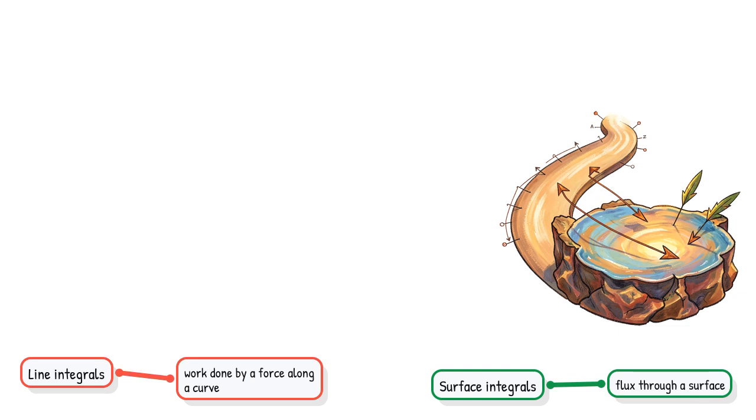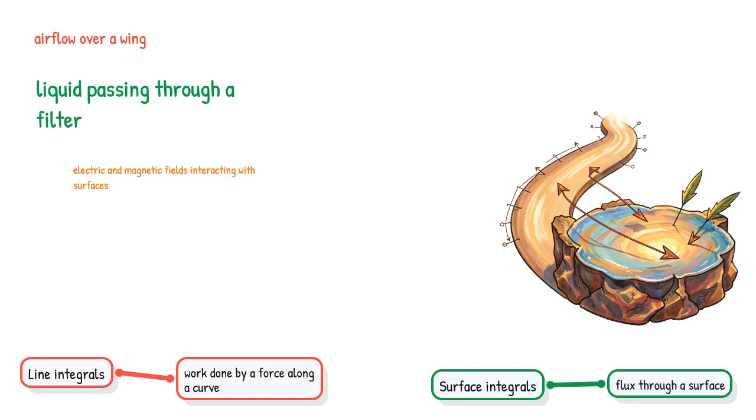That is useful in real systems like airflow over a wing, liquid passing through a filter, or electric and magnetic fields interacting with surfaces. It is the math behind understanding not just what exists in a region, but how it moves through space.